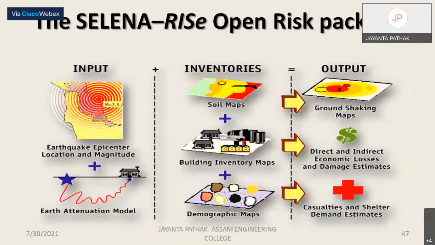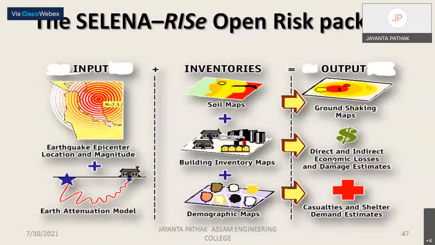Then we have put the whole data into the Selena Rise open risk package, where roughly you can see that I can input an earthquake, then see how the earthquake will travel and how the ground shaking map will get developed. We have the building inventory maps, and the demographic map, the population data. Once I have the intensity estimated from the building data, I can estimate the damage and the economic loss. From the population data, I can estimate the casualty and shelter demand.